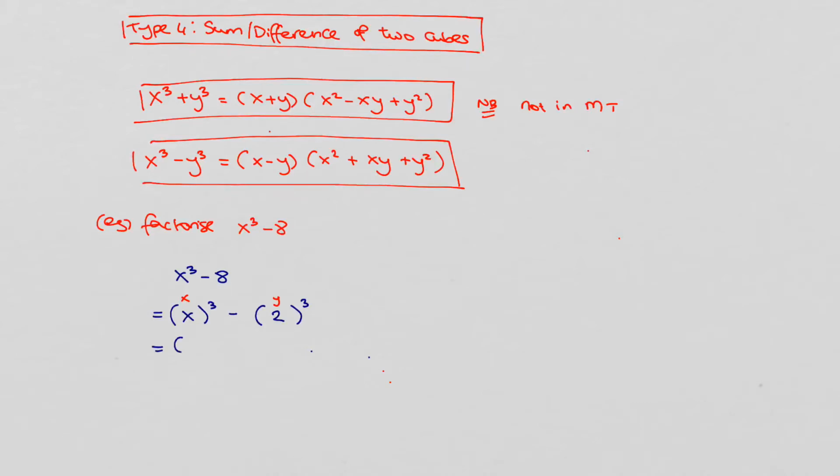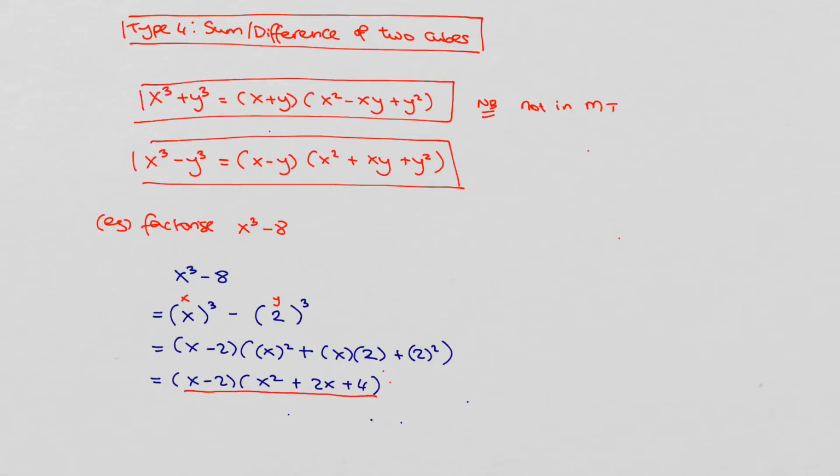So therefore that's going to be x minus 2 by x squared plus x times y, so in other words x times 2, plus y squared, so in other words 2 squared. We have to be careful here to make sure we're using brackets when we're subbing in, so we don't make a mistake. So that's going to be x minus 2 times x squared plus 2x plus 4, and we are now factorised fully. Let's have a look at another example.